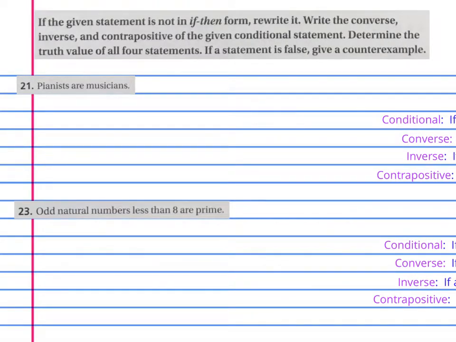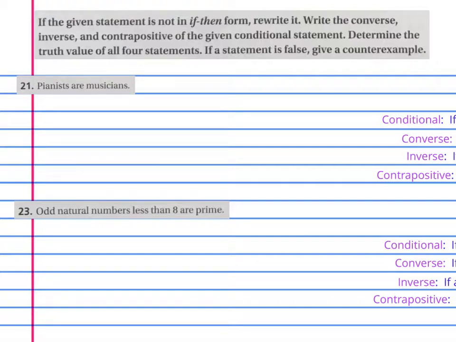If the given statement is not in if-then form, rewrite it. We call that writing the conditional, the if-then form. Then write the converse, inverse, and contrapositive, and determine the truth value of all four statements. Anything that's false, give a counterexample.